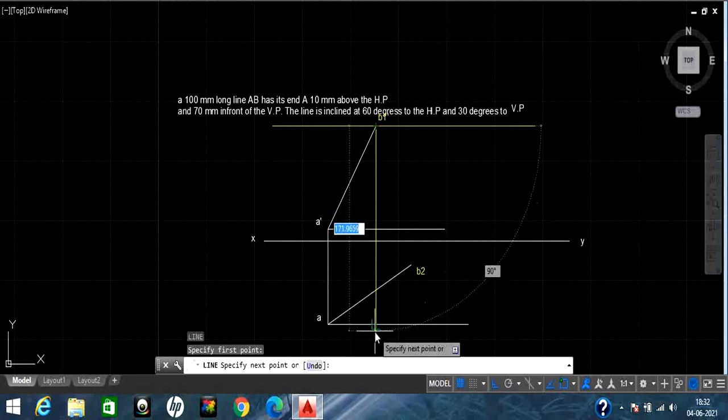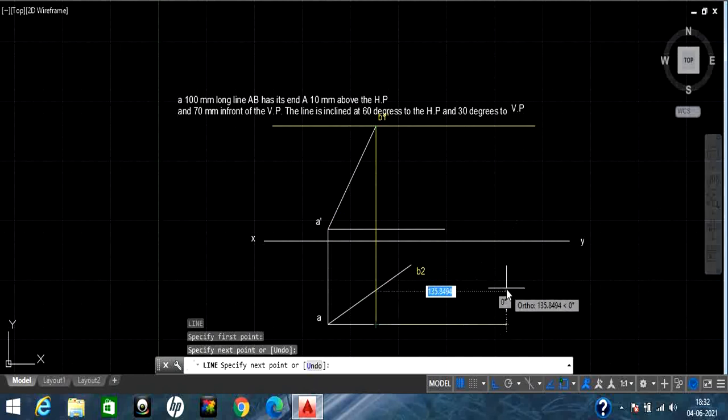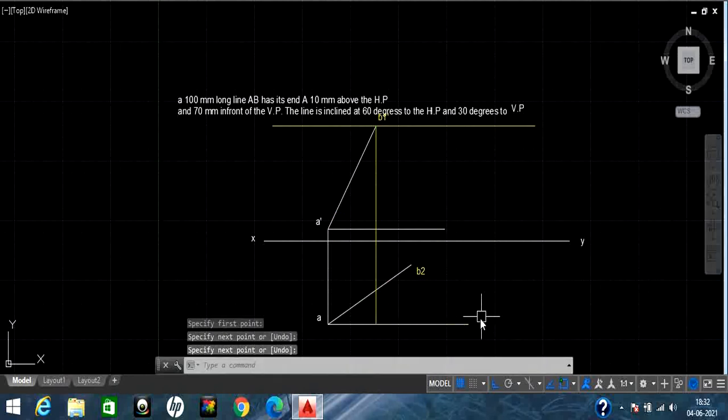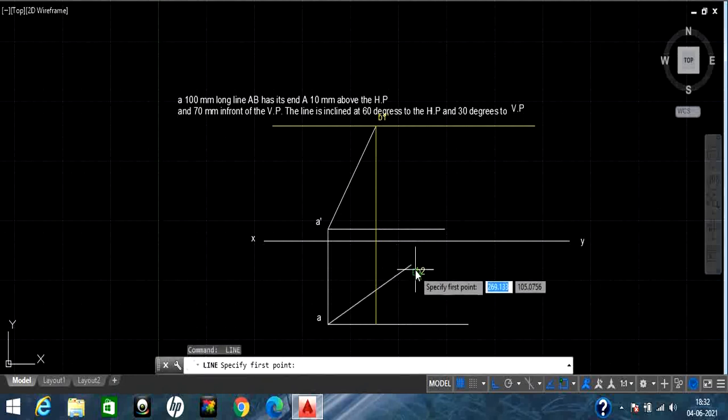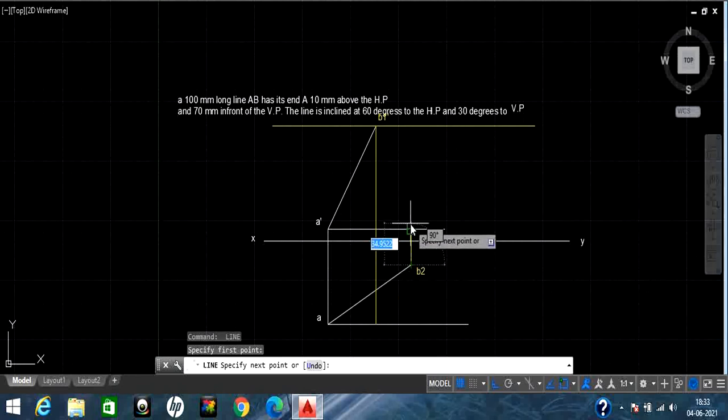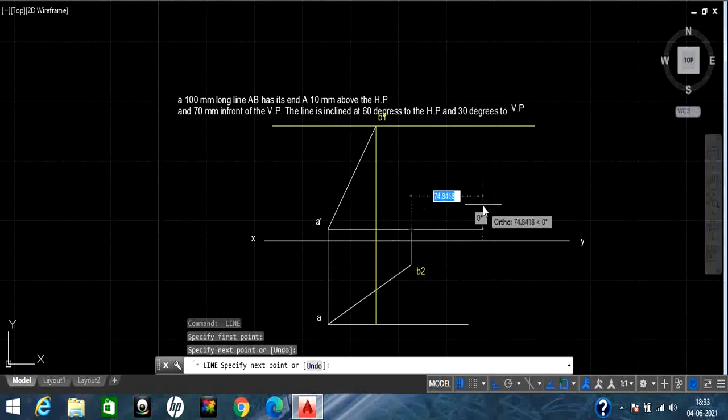Draw projection lines from B1 dash up to the A line like this, in manual drawing as well as in AutoCAD software. Again, extend or project the line from point B2 up to the A dash line, in manual drawing as well as in AutoCAD software.